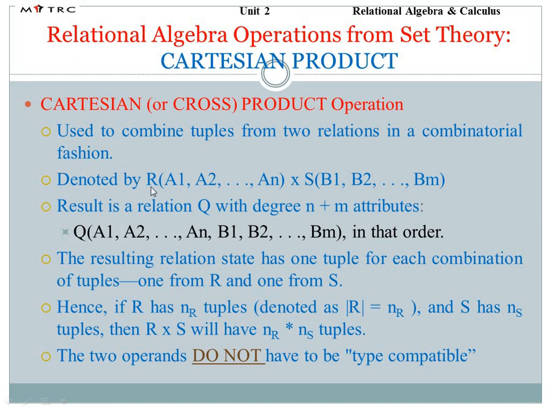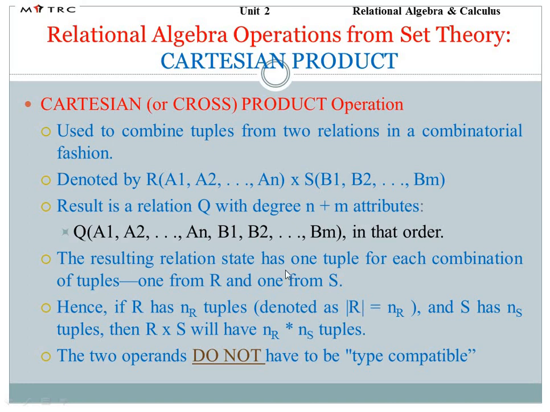For example, if I say relation R has these attributes and the second relation S has these attributes, when we take the Cartesian product, that means it is the multiplication. So the result will be a new relation Q having the combination of A1 and B1 in that order, first the A1, then the B1, and the degree will be n plus m attributes: the total number of attributes present in the first relation plus the total number of attributes present in the second relation.